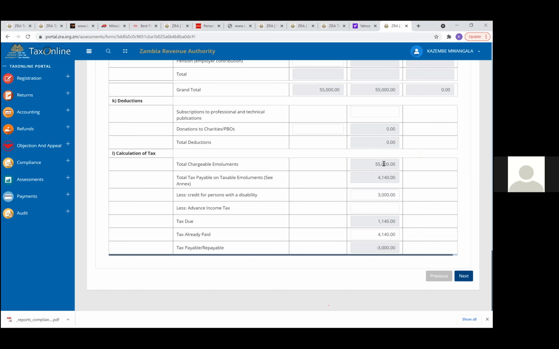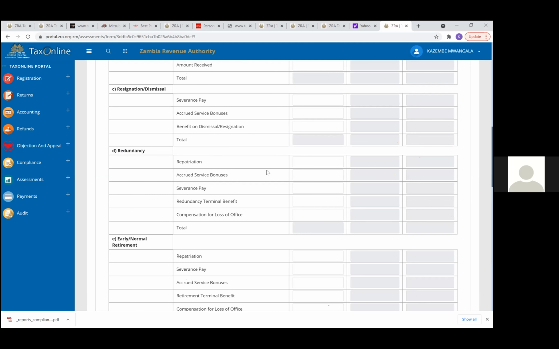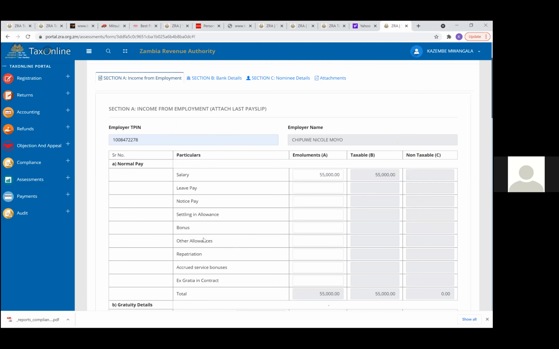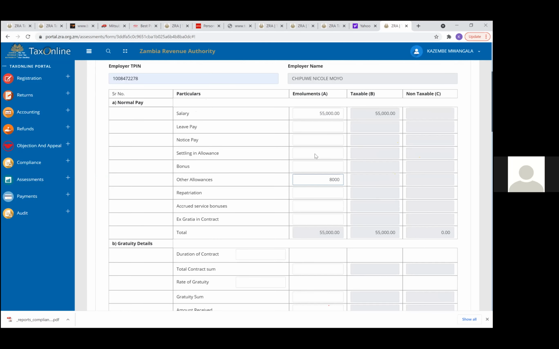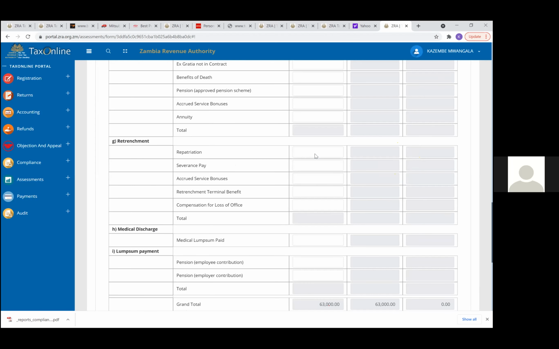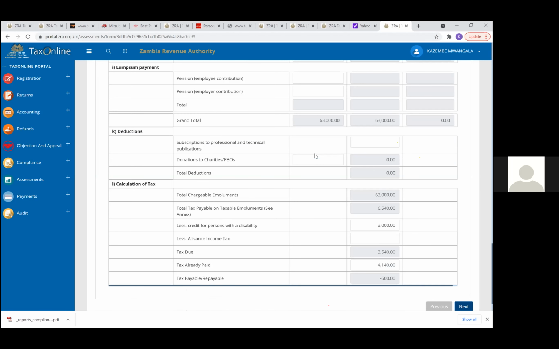So the employer may have overlooked the transport allowance or may have not taxed the transport allowance, but when ZRA does their assessment, transport allowance is taxable. And we'll see that if we add the other allowance here, which is 8,000, the total taxable amount now changes. The grand total is 63,000, and the total taxable amount after allowing the deduction is that much.